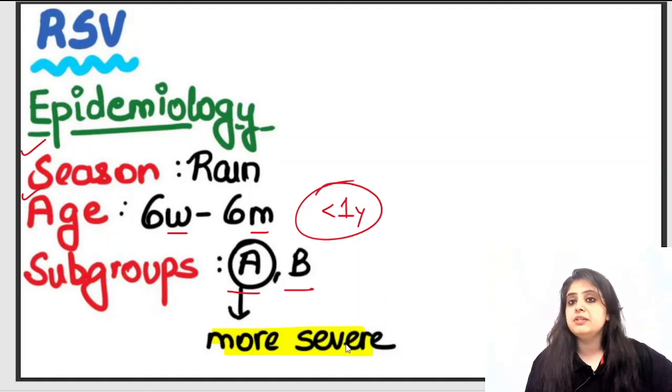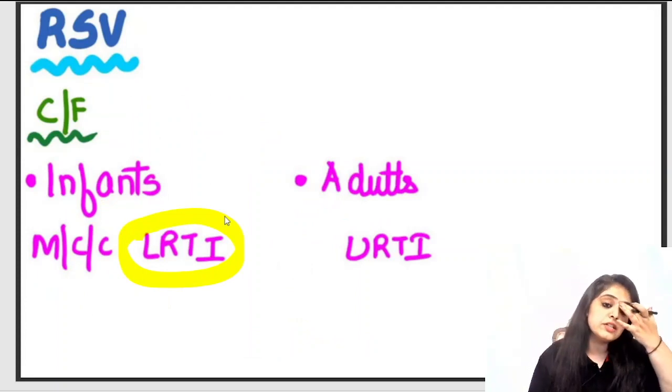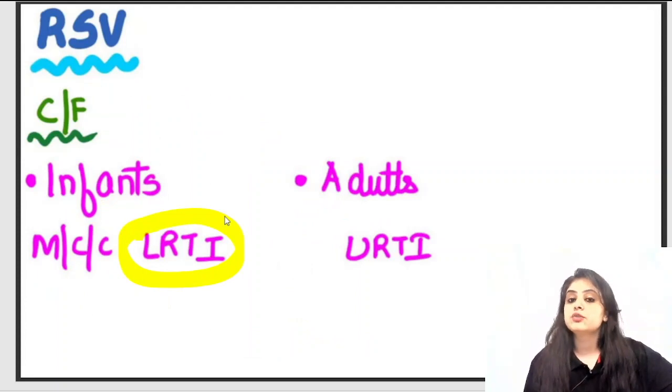That's regarding the epidemiology. So like I said, the most common age group that is affected is under 1 year, that is, infants, and this is one of the most common causes of lower respiratory tract infection in this age group, and that is the reason that this question was given to us over here. In adults also this can cause respiratory tract infections, of course, but most of the chances of you getting a question will be on the infantile age group.